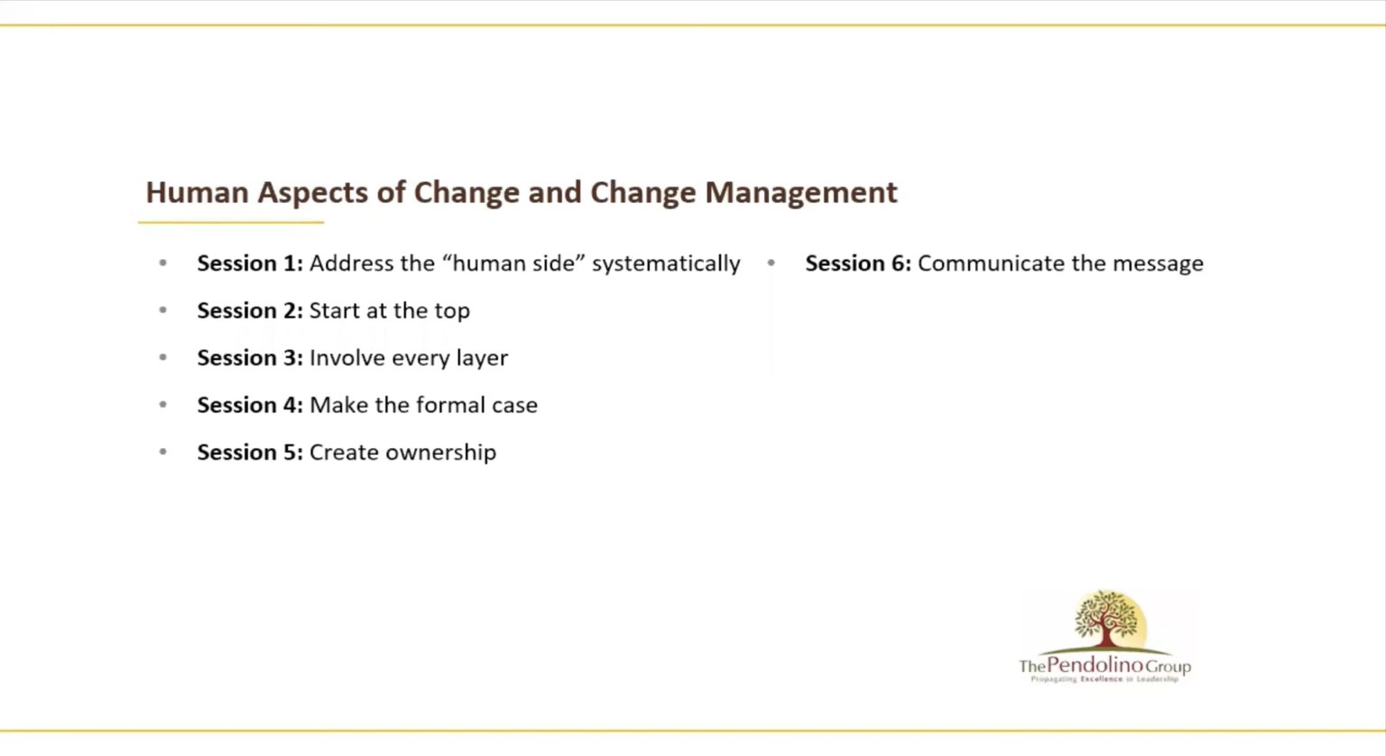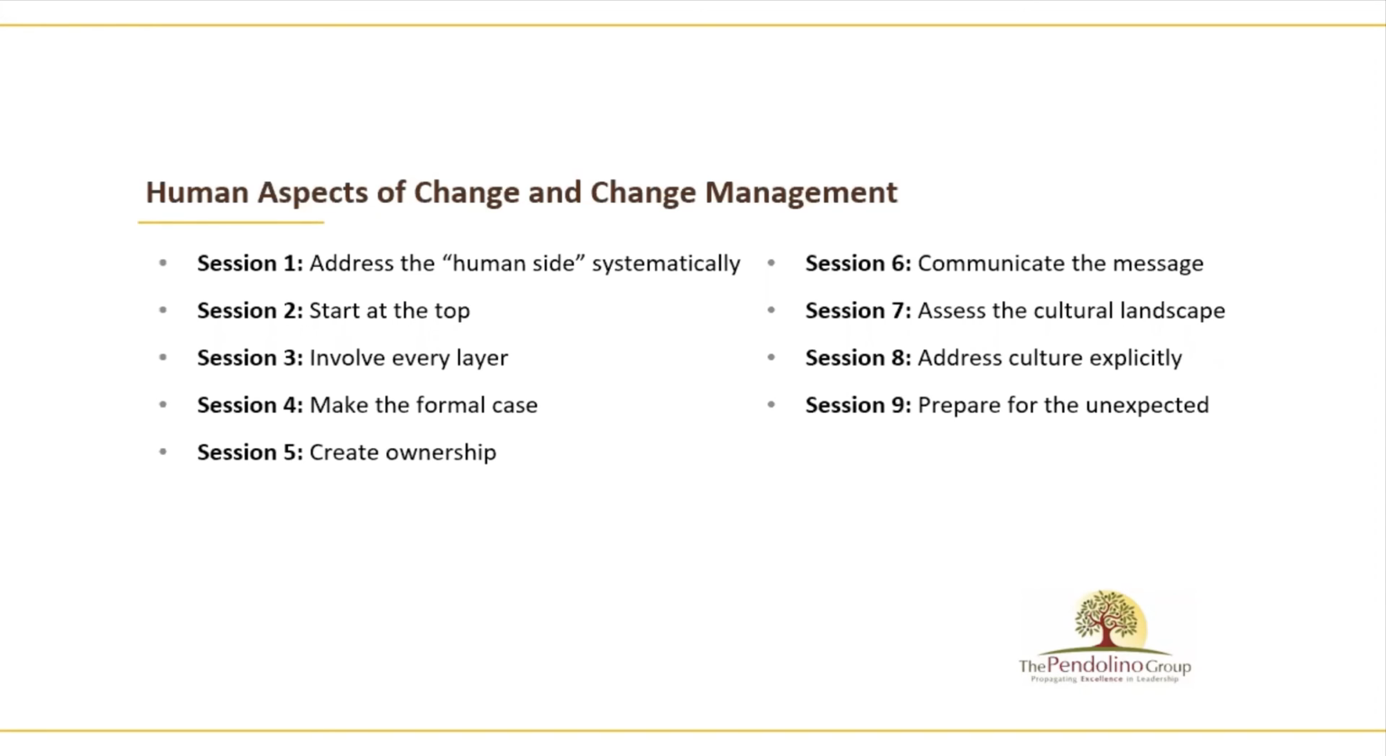Now, in addition to that, we took a deep dive into how to communicate the message, the importance of communication, the importance of the cadence of communication, and doing that on a very methodical basis, along with assessing the cultural landscape. We have to know where we are and have an appreciation for where we're going so that we can truly draw a map or maps to get there. Because remember that some of the things that are critical for us to be successful in change management include addressing the culture explicitly, looking at it directly, speaking to that sometimes considered softer aspect, plus preparing for the unexpected.